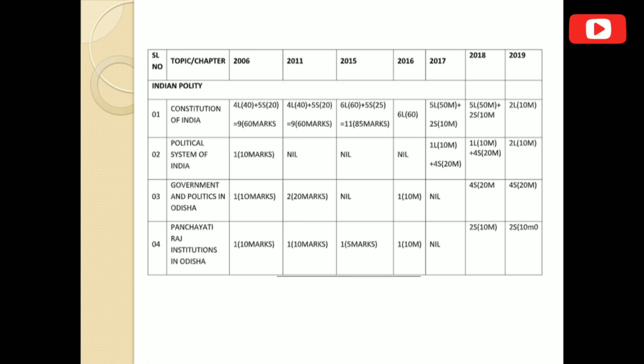Next comes Indian polity. In total there used to be 90 marks: 60 marks come from Indian polity and 30 marks from Odisha polity. Coming to Indian polity, on the Constitution of India, one question is there. On the political system of India, there are two questions. This time the political system has more questions, 20-mark questions. Government and politics in India was a short question, 20 marks.